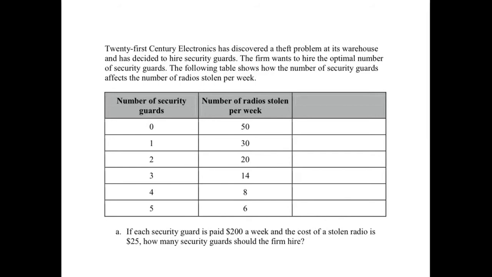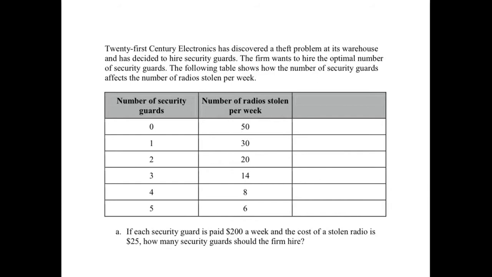But the profit maximization rule is not limited to production decisions. As we're going to see here, it can be used to make hiring decisions. In this problem, we're told that 21st Century Electronics has discovered a theft problem in its warehouse, and it's decided to hire security guards. The firm wants to hire the optimal number of security guards, and the following table shows how the number of security guards affects the number of radios stolen per week.